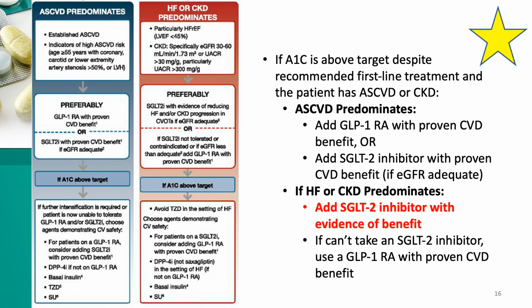Or for ASCVD, you can add an SGLT2 inhibitor with proven cardiovascular disease benefit if the eGFR is adequate, such as empagliflozin and canagliflozin. Now, if heart failure or chronic kidney disease predominates, add an SGLT2 inhibitor with evidence of benefit, such as empagliflozin or canagliflozin. If they can't take an SGLT2 inhibitor, use a GLP-1 agonist with proven cardiovascular benefit, such as liraglutide, semaglutide, or exenatide ER.